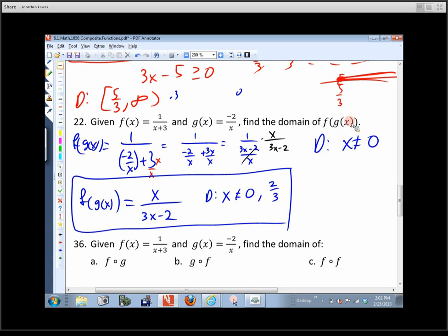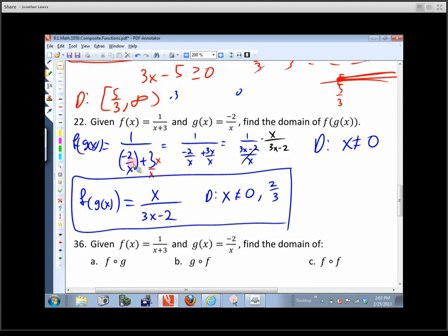Okay, so let's deal with the easy question first. Why do we still have to throw out 0? Because this is the simplified version. Look right here. This is literally what you get when you plug in g into f. If I plugged in a 0, wouldn't that make this piece undefined? Yes, it would. So we still need to keep 0 out of our domain.